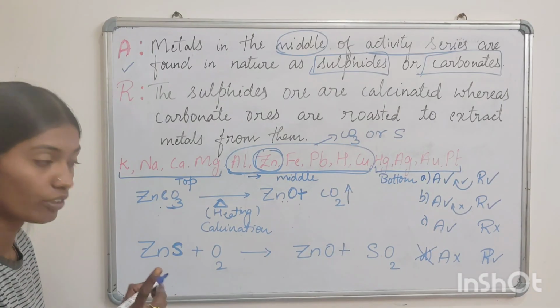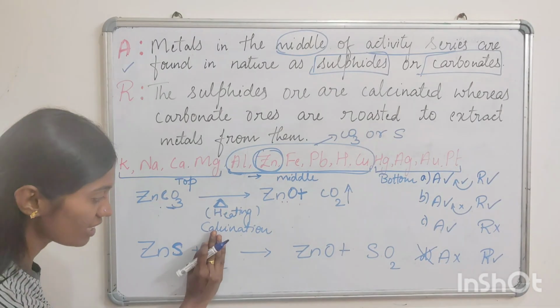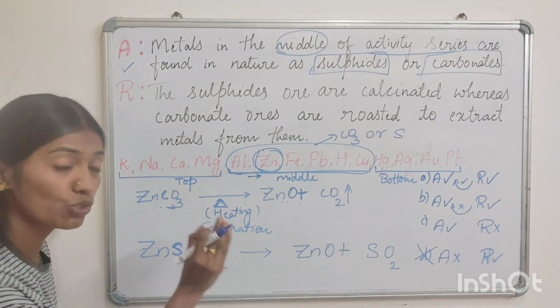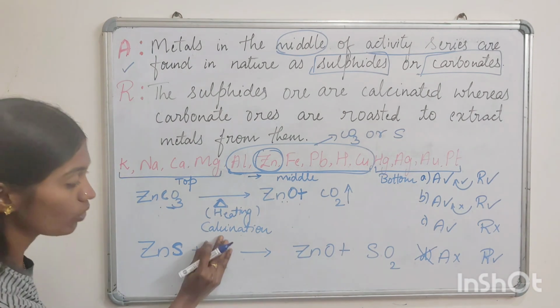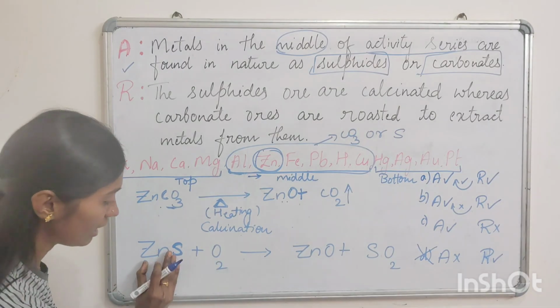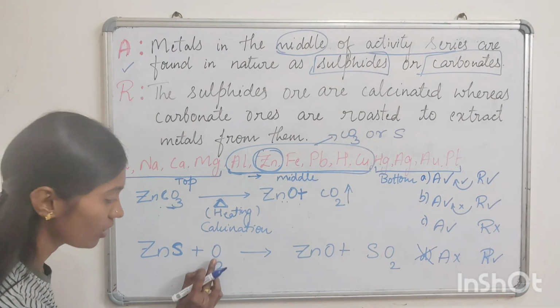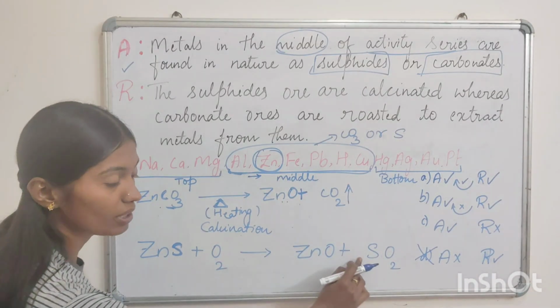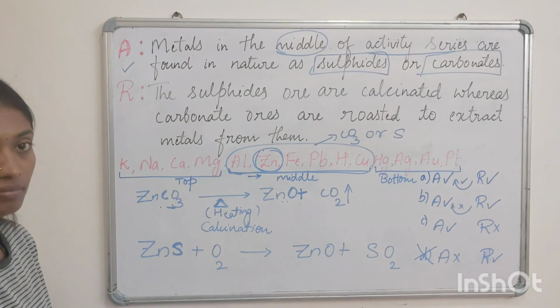See, when sulfide is there, it will be converted into oxide. That means oxygen should be on the reactant side. Without oxygen, how will the oxide come? So oxygen is there. So zinc sulfide plus oxygen. Then oxygen will combine with the zinc, so we will get zinc oxide plus sulfur dioxide.